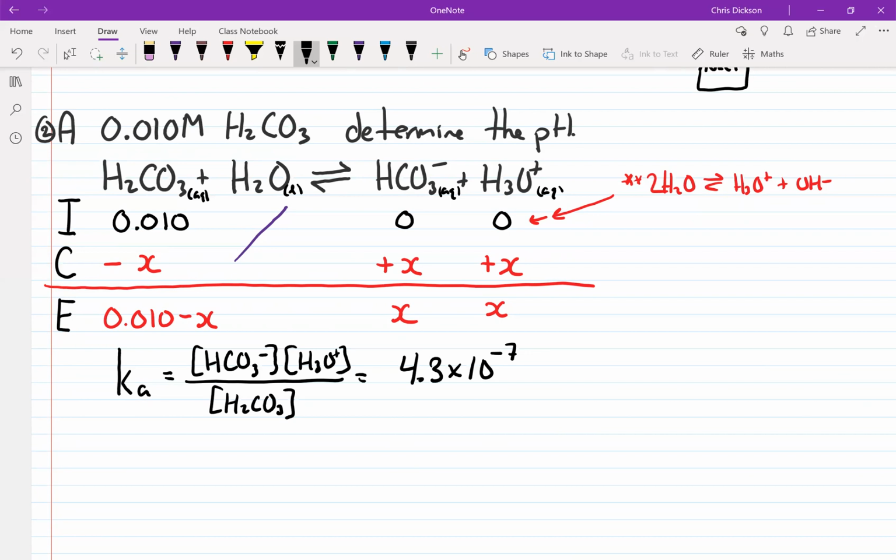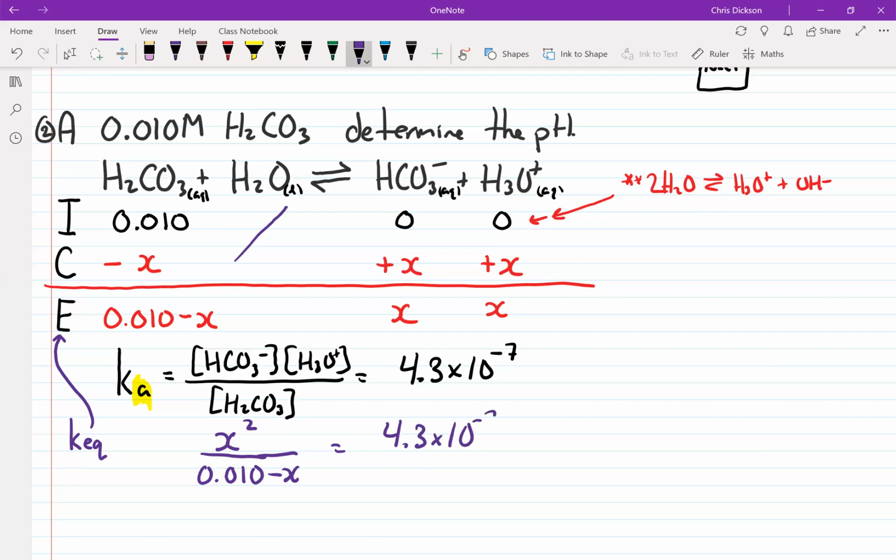Okay, now the Ka, this little a right here, we want to remember that actually is just a specialized Keq. So EQ being equilibrium, meaning we have to use the E row to find out the amount of these chemicals. So I'm going to plug these into the formula. X squared, x times x, all over 0.010 minus x, all equaling 4.3 multiplied by 10 to the minus 7.